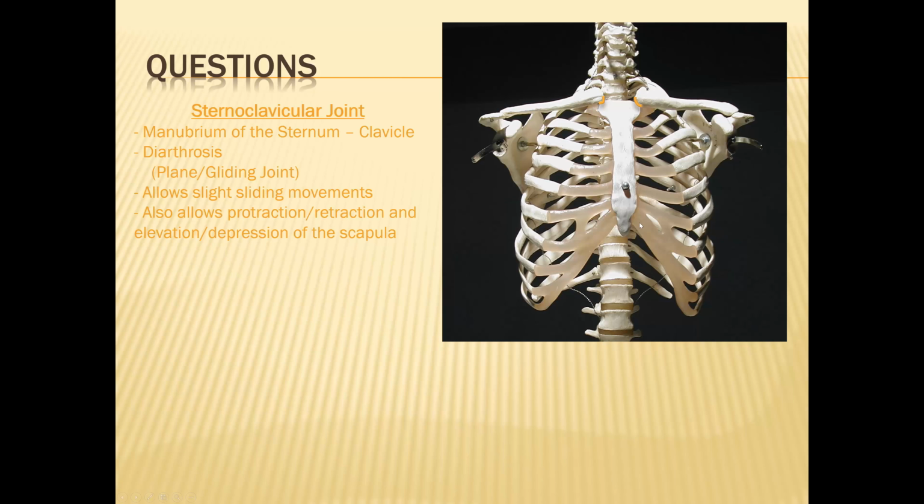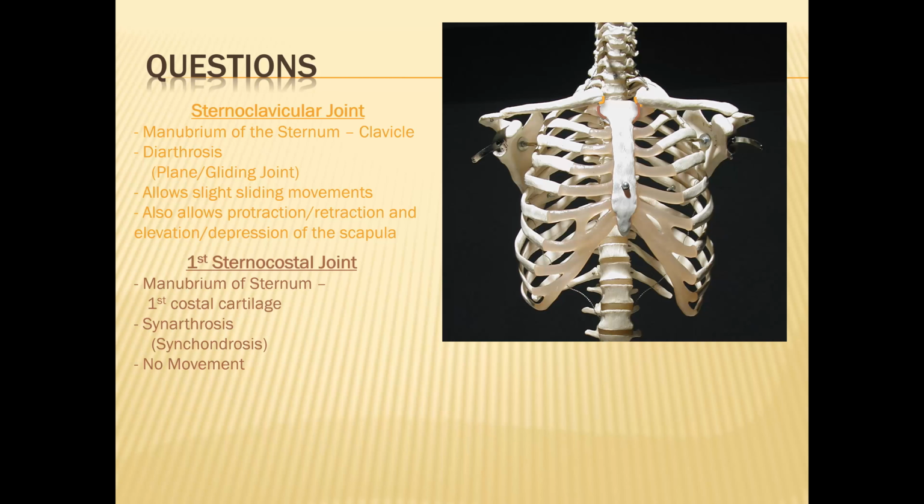So the first one is the sternoclavicular joint, and that is highlighted, as you have to look closely. It's the little bit of yellow-orange up here at the top of the sternum. So that is between the manubrium of the sternum and the sternal end of the clavicle. This is a diarthrosis or synovial joint, and specifically this is a plane or gliding joint. So it allows slight sliding movements, but this is also the joint that allows you to protract and retract your scapula and elevate and depress your scapula. So you can move your scapula up and down like when you shrug your shoulders, and then you can also curl your shoulders forward, and that would be protraction and retraction.